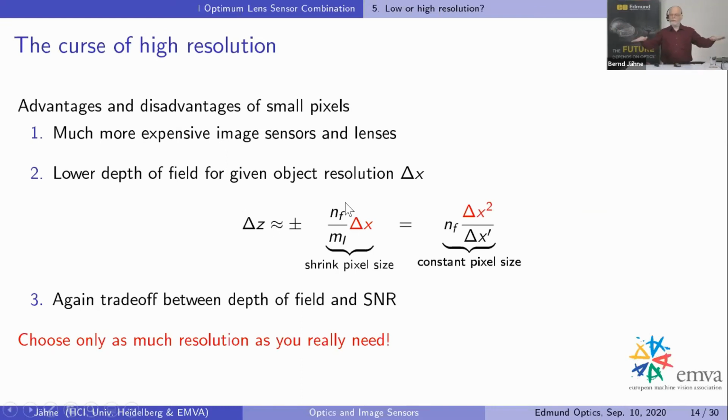That is, of course, not a problem if you have a planar object, but if your application needs different distances, be very careful with high resolution. So again, there is this trade-off between depth of field and SNR. And a general rule I can easily express here is choose only as much resolution as you really need. There would be much more to be said, but there is no time for that to be done.